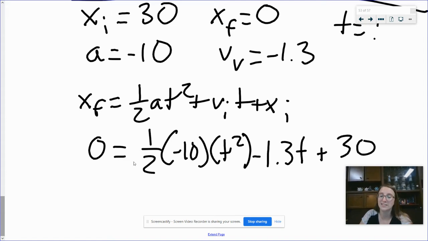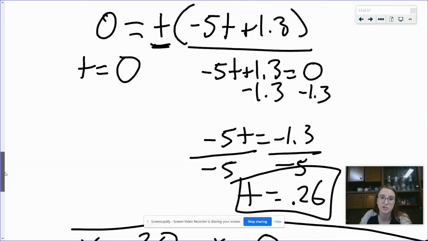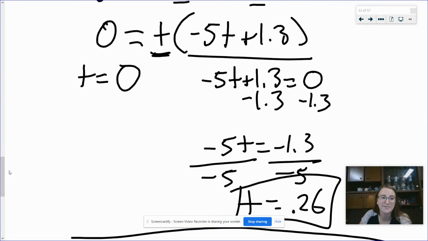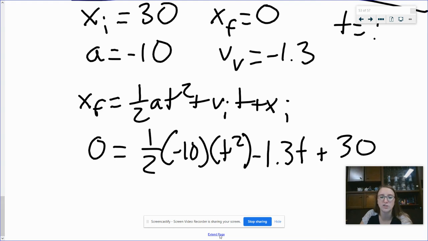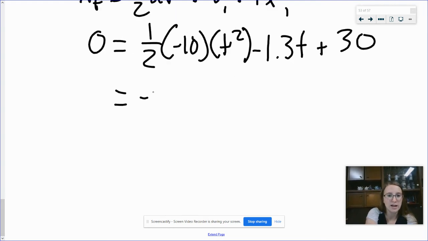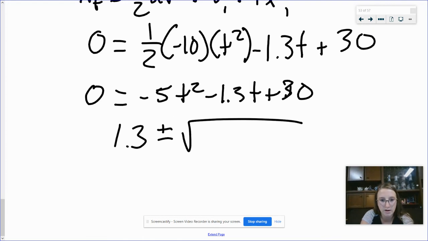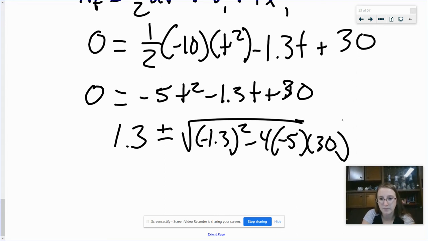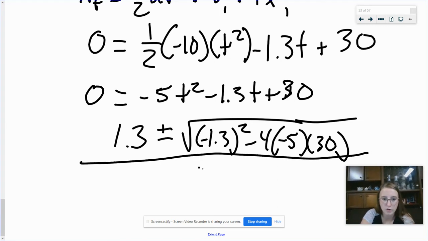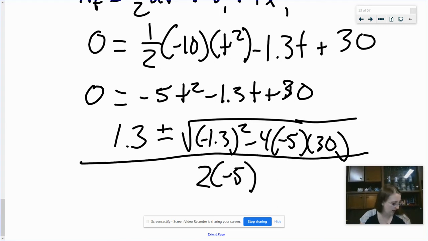So this is a case where you have to do quadratic formula. You can't do it like I did up here where I factored out a t. Because we have this 30 on the end, we're going to have to do quadratic formula. So just real quickly, we got -5t squared minus 1.3t plus 30 equals 0. Okay, you should have gotten opposite of b. So 1.3 plus or minus the square root of b squared minus 4 times a times c, all over 2a.